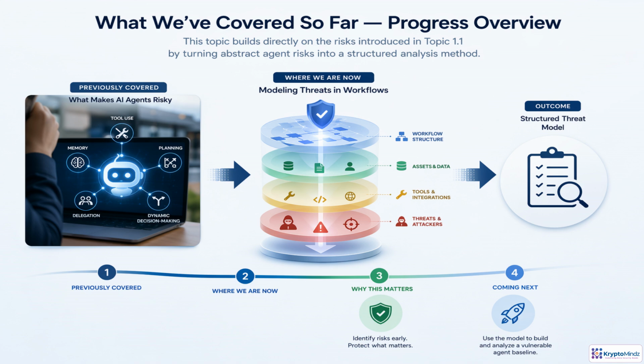Now that we've seen why autonomy, tools, memory, and planning create security risk, we'll turn that understanding into a practical threat model. We'll map workflows, assets, inputs, tools, and attacker goals, then use that model to guide the vulnerable agent baseline we build next.